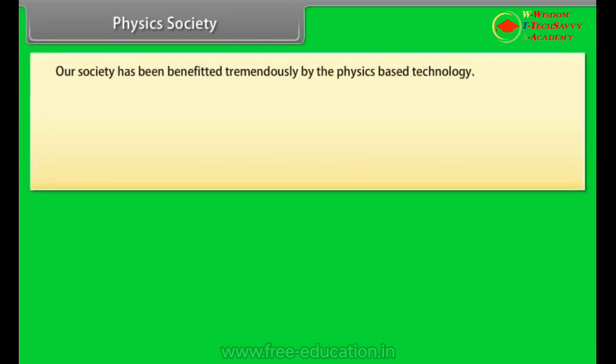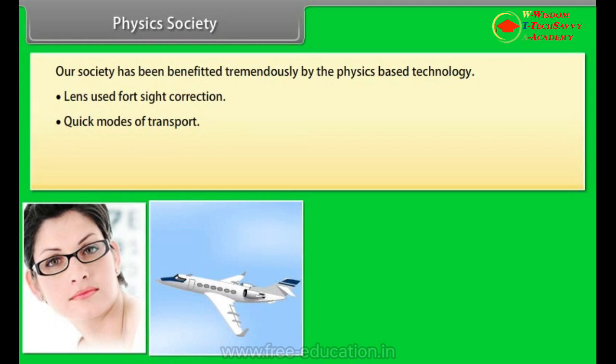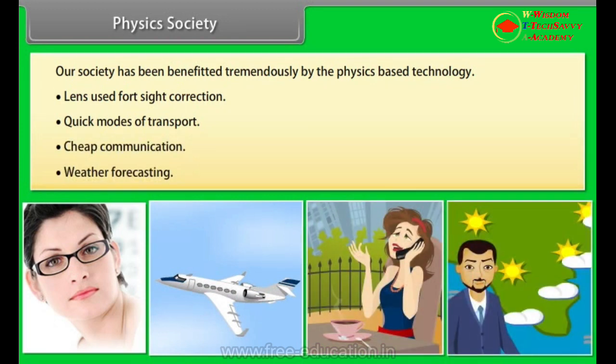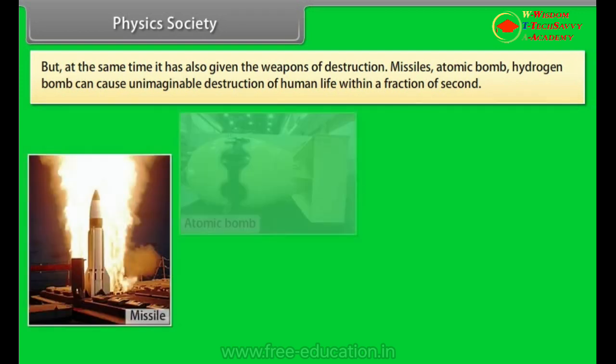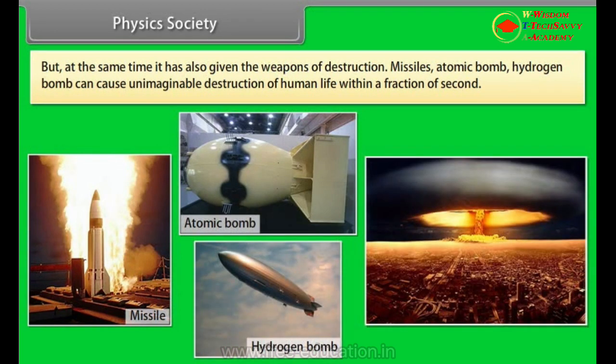Physics and society. Our society has benefited tremendously from physics-based technology. Lenses used for sight correction, quick modes of transport, cheap communication, and weather forecasting are some new dimensions of progress due to physics. But at the same time, it has also given weapons of destruction. Missiles, atomic bombs, and hydrogen bombs can cause unimaginable destruction of human life within a fraction of a second.